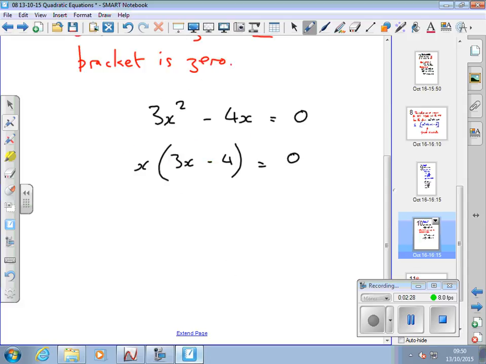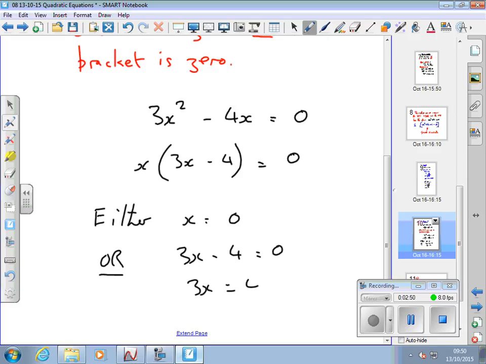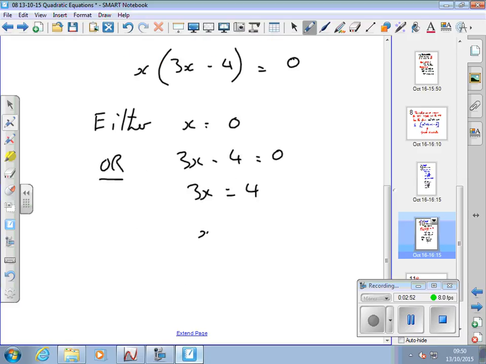So now either x equals 0 or, and this is the useful one to us, 3x minus 4 equals 0. And I've got a little equation to solve. Add 4 to both sides. 3x equals 4. Divide both sides by 3. x equals 4 over 3. Done. Two possible answers, x equals 0 or 4 over 3.